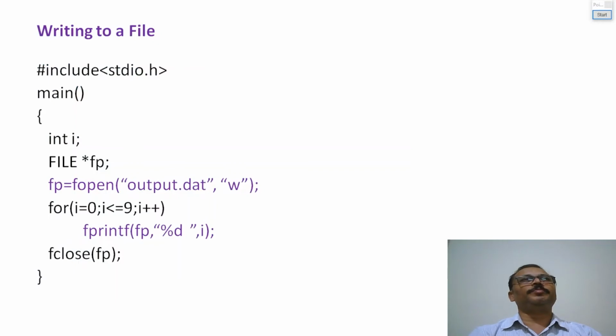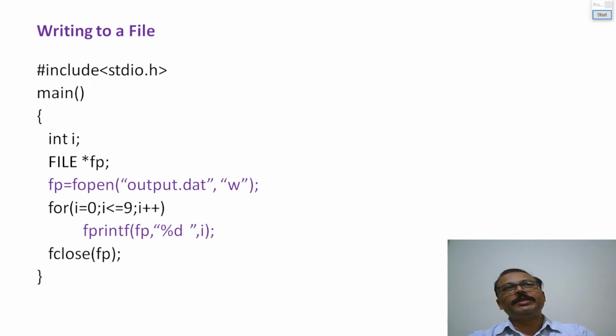So one simple example. #include <stdio.h>, main, and then some integer i, which is a required local variable, then FILE *fp, that is the difference. So you are creating a file pointer buffer area, FILE *fp. So fp = fopen, because fopen opens the file and returns the file pointer, that has to be stored somewhere. That's why on the left hand side you have a variable called fp, which is of type FILE. So fp = fopen, the file name, here we are calling it output.dat, and then write mode. w stands for write mode.